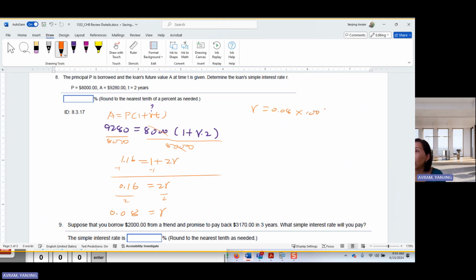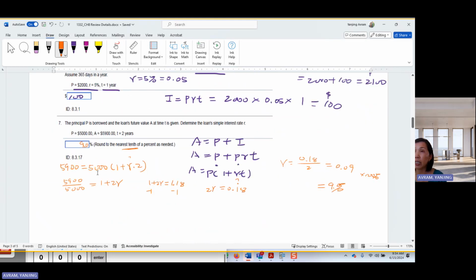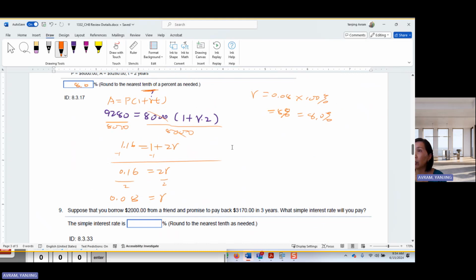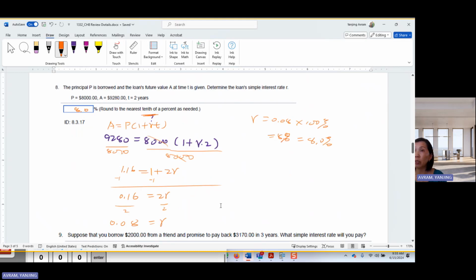You just multiply by 100%, and this will give you 8%. Since we round to the nearest tenth and we have an integer, 8% is equal to 8.0%. So we have 8.0% for this interest rate. Basically number 8 and number 7 are exactly the same, I'm just using different numbers. On the test, you might not see the numbers exactly the same as in this example, but you will see a similar question.